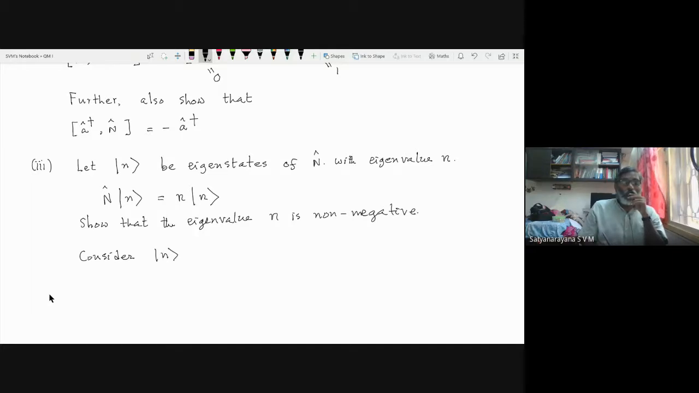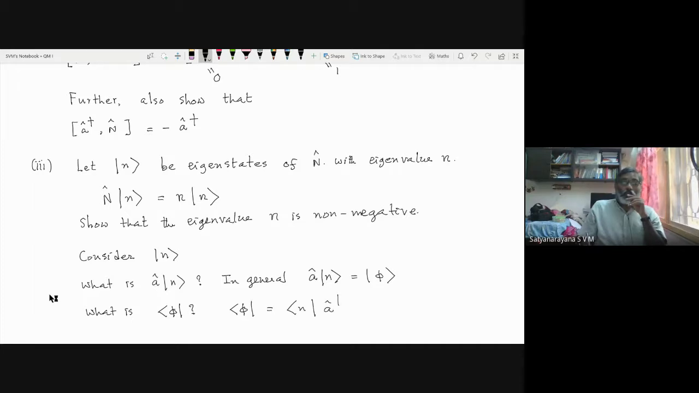Okay. And now you can ask, so what is A operating on n? We do not know. So in general, it will be some other state. That is, A operating on n will be some other state, which I can call as phi. Okay. Now, what is the corresponding bra vector? So, what is the corresponding bra vector phi? The answer is this bra phi is equal to bra vector n, now this A becomes A dagger, the adjoint of that.